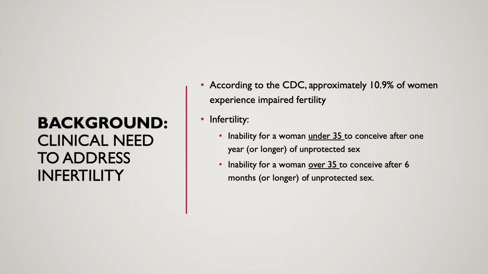Now that we've covered female reproductive organ anatomy, I want to outline the clinical need for research on female infertility. According to the CDC, approximately 10.9% of women experience impaired fertility. The CDC defines infertility as the inability for a woman under the age of 35 to conceive after 1 year or longer of unprotected sex, or the inability for a woman over the age of 35 to conceive after 6 months or longer of unprotected sex.